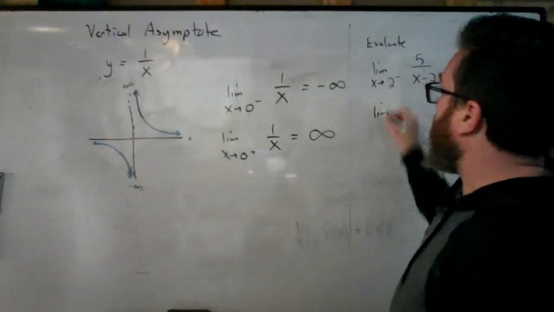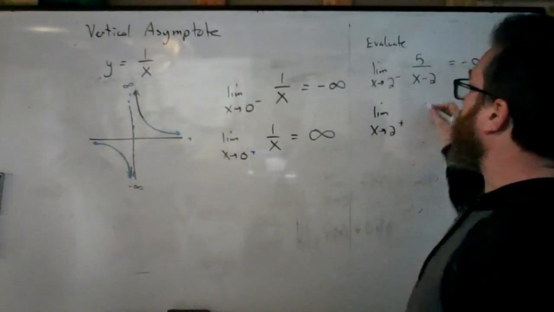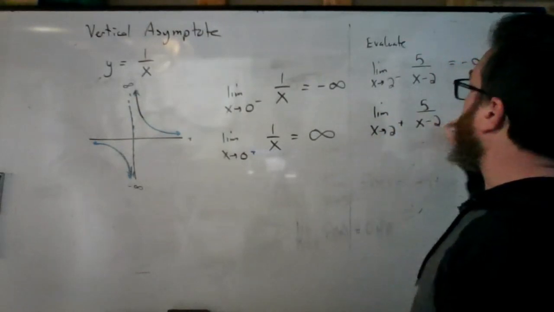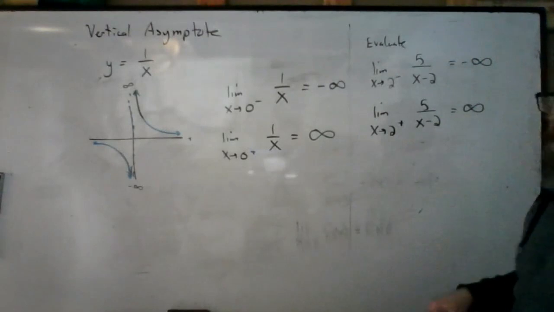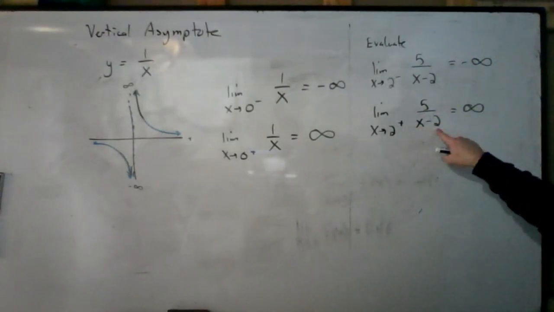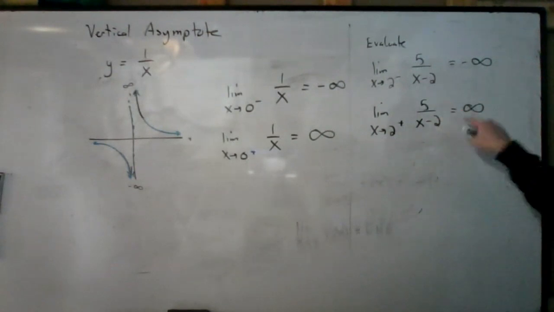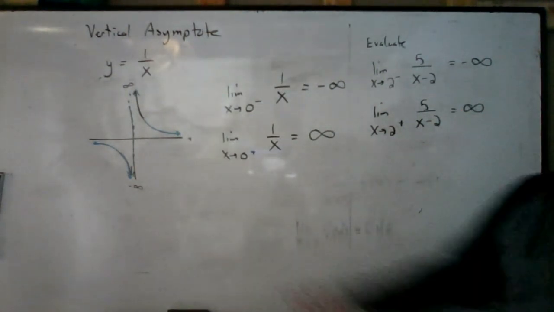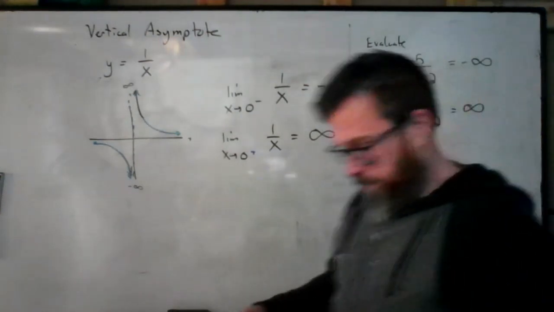If I want to take the limit as x approaches 2 from the positive side of 5 all over x minus 2, we can see this is positive infinity, because positive over a number bigger than 2, so a number bigger than 2 minus 2, is going to be positive as well. So positive over a positive, which gives us positive infinity. But again, it's just this function shifted right 2 for the most part.